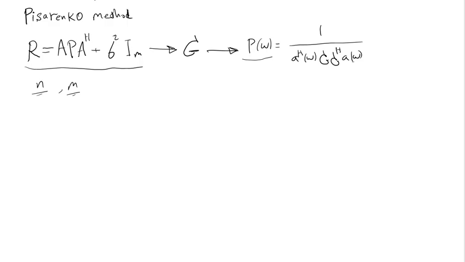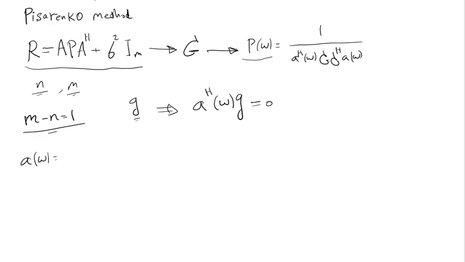In the Pisarenko method, m minus n equals 1. What does it mean? It means we only have one vector in the noise subspace. So we only have one vector, and based on the idea in the MUSIC algorithm, we can write A Hermitian(omega) G equals 0.